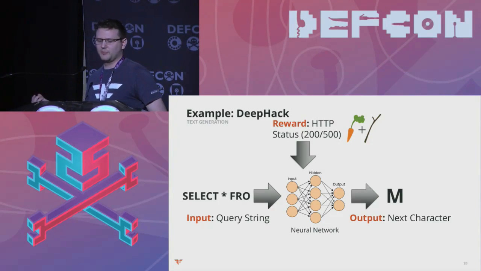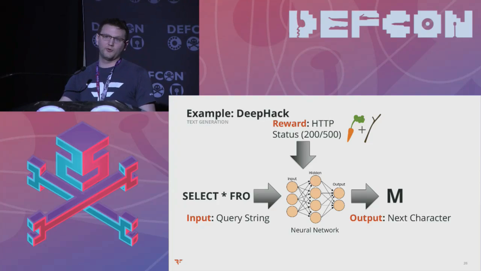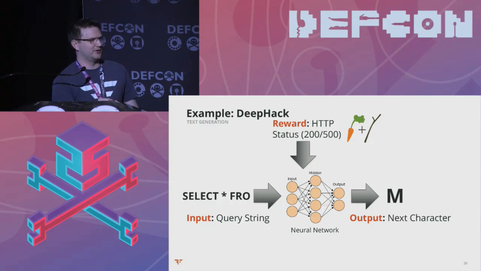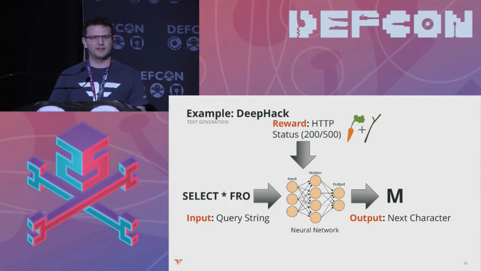So if you're looking at our example here, it says select star fro, and then even in the audience here, you could probably think, well, M makes sense, right? Especially if we're talking about SQL, then it should be select star from. And then what you do is you take that M, you stick it onto the end of the query string, and then you just repeat this process iteratively.